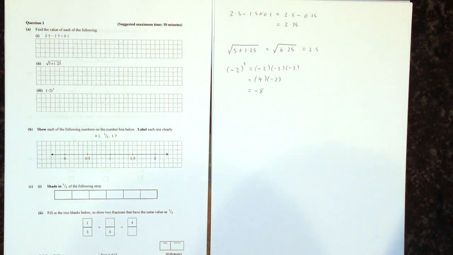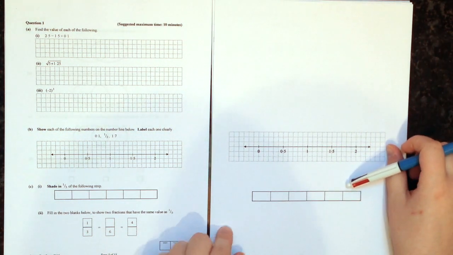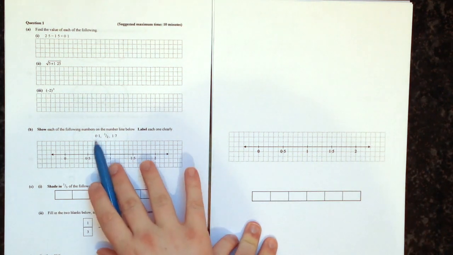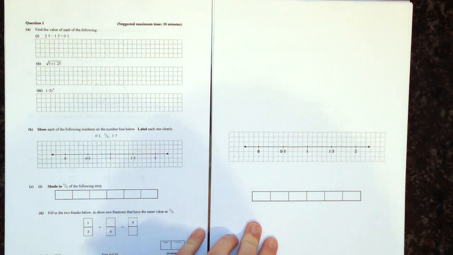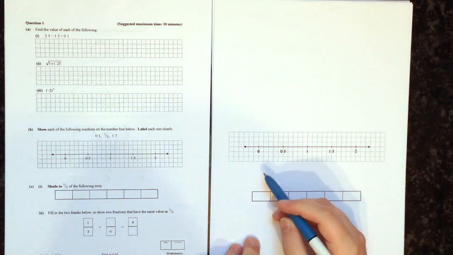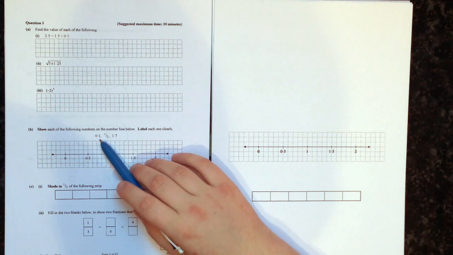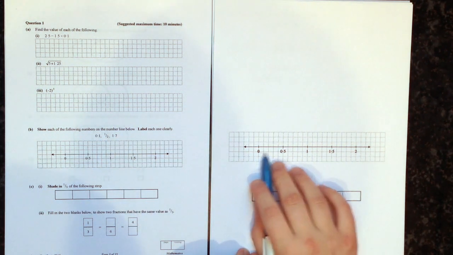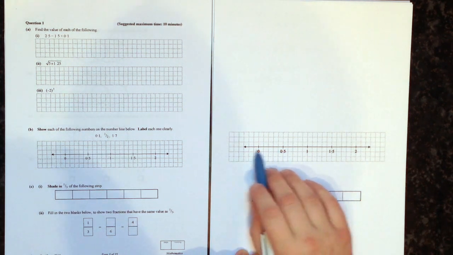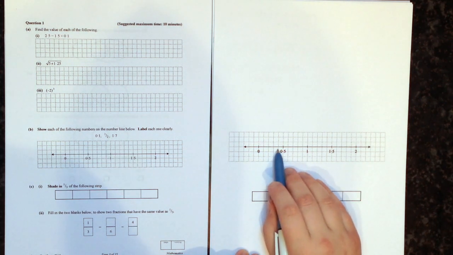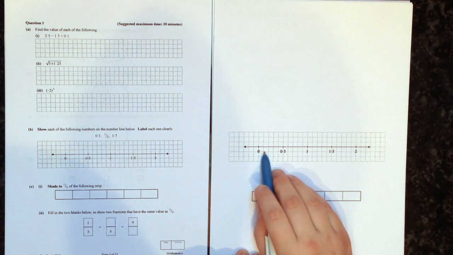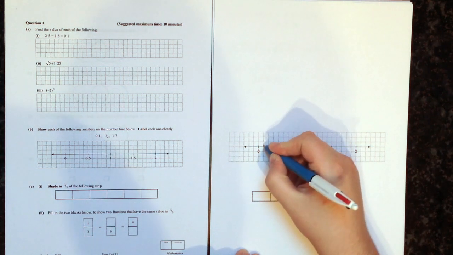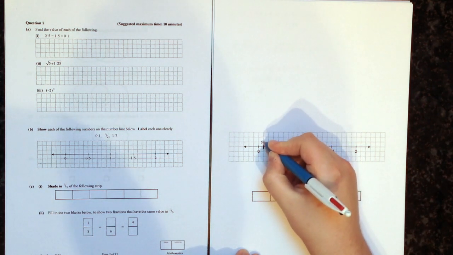Part B says show each of the following numbers on a number line. So we're given a number line, and we're given 3 numbers, 0.1, a half, and 1.7. And we have to show where they are on the number line. So the first one is going to be 0.1. Well, that's going to be very close to 0. It's going to be less than 0.5, so it's going to be somewhere in here. So this interval is divided into 5 parts. So it'll be 0.1, 0.2, 0.3, 0.4, and 0.5. So 0.1 is going to be here.